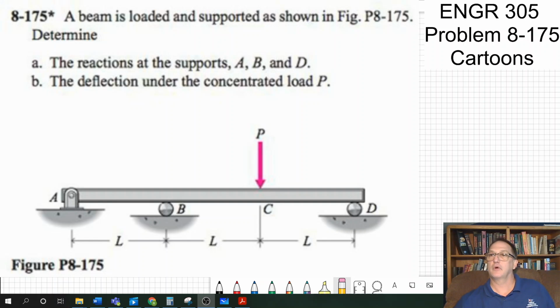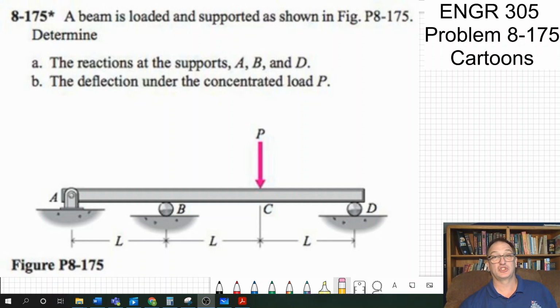Engineering 305. I'm doing problem 8, or chapter 8, problem 175. Again, this time doing it with cartoons. Same problem. Beam is loaded and supported as shown in the figure. Find the reaction at the supports A, B, and D.